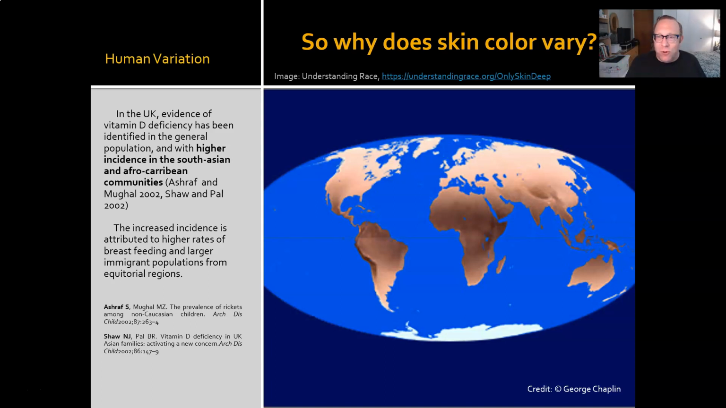So, in equatorial regions, the danger isn't not getting enough vitamin D, it's getting too much ultraviolet light, and that leading to not skin cancer, but breakdown of folate. So each of those are selective pressures pushing skin tones in different directions.